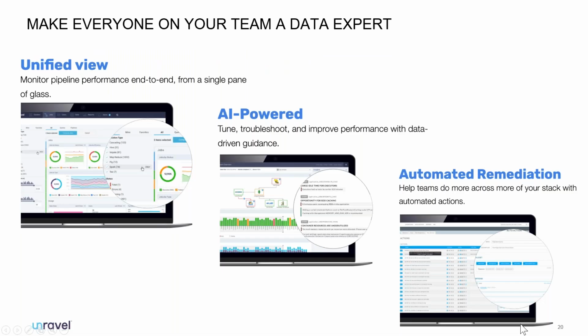So the Unravel solution is that we'd like to make everyone on your team a data expert and self-sufficient at that. And we do this in 3 ways. We provide a unified view that gives you an end-to-end view of your data pipelines in a single pane of glass. So whether you have Hive jobs, old MapReduce jobs, or Spark jobs in different clouds, you're able to manage all of that in a single unified view.